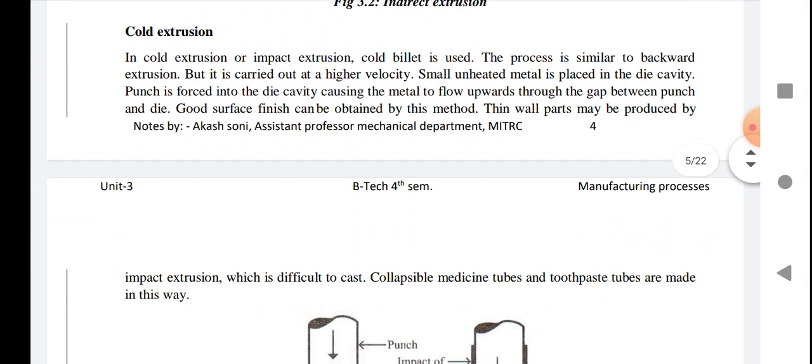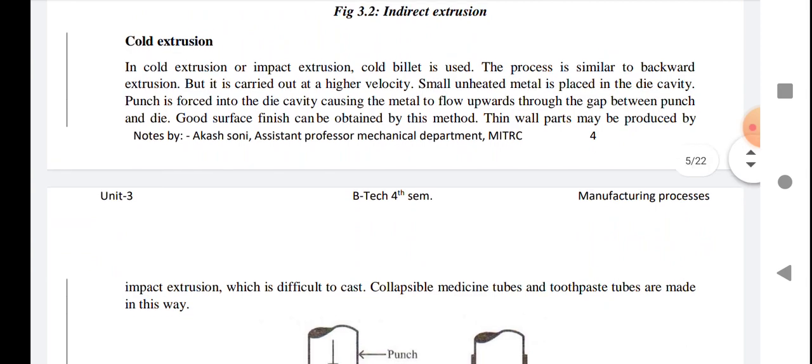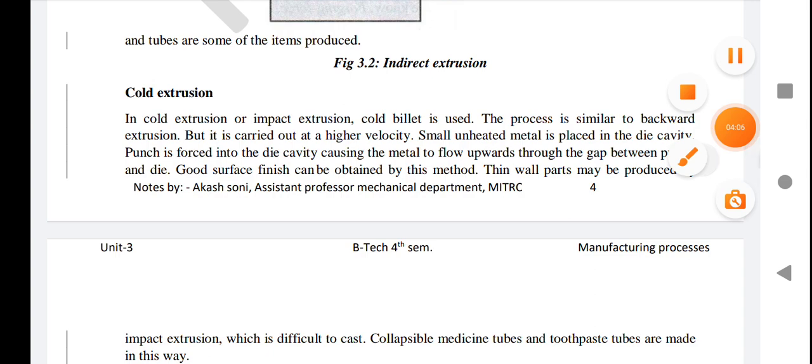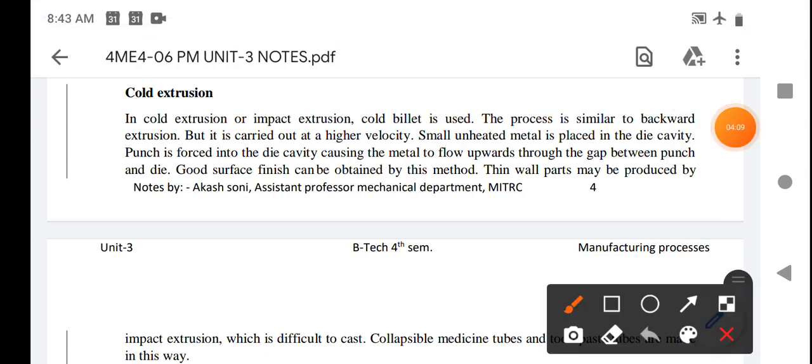Now we move to the cold extrusion process. In the cold extrusion process, first we should know what a cold process is. In a cold process, the temperature of the working material is below the recrystallization temperature, which we discussed in a previous topic. In cold extrusion, or impact extrusion, a cold billet is used. The process is similar to backward extrusion, but it is carried out at higher velocity.